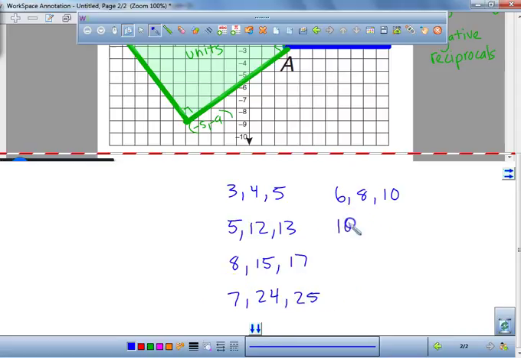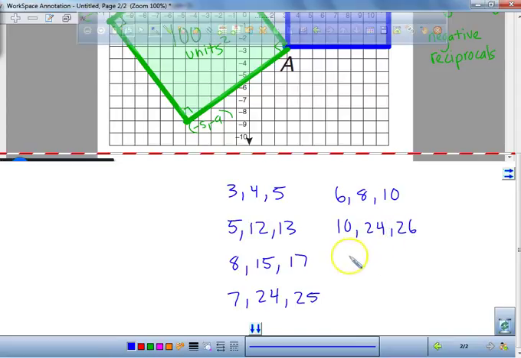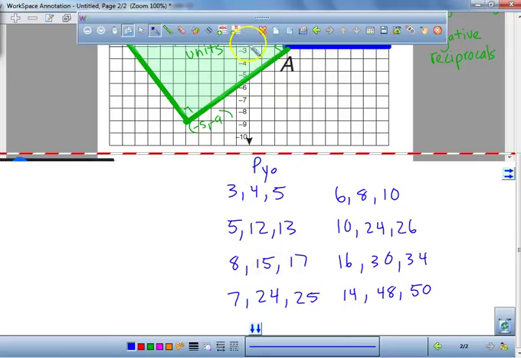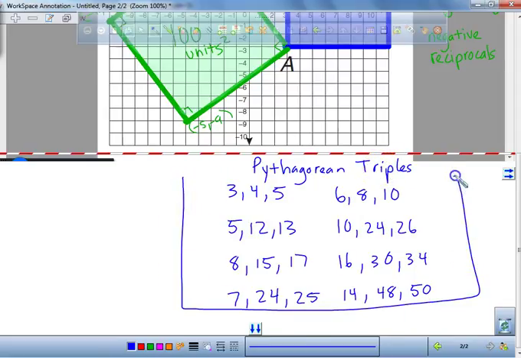Now you can double these, and you'll still get a Pythagorean triple. All right, if you double this one, that becomes a what? A 16, a 30, and a 34. You double this one, that becomes a 14, a 48, and a 50. Are these the only Pythagorean triples known? No, there's lots of them that are out there. Put these in your journal right now before you leave. These are the most common Pythagorean triples.